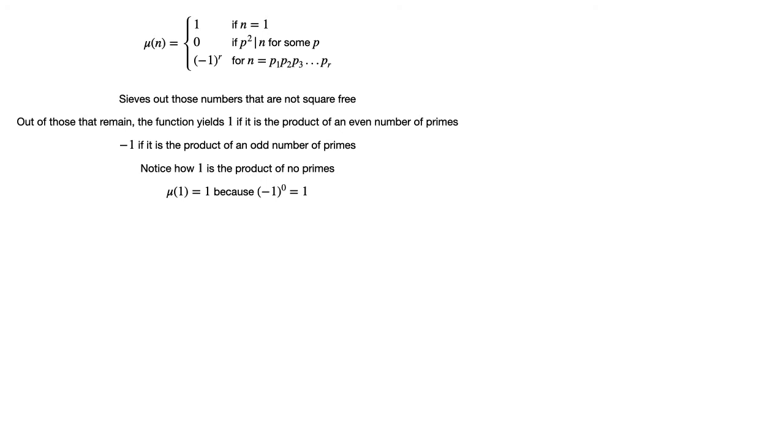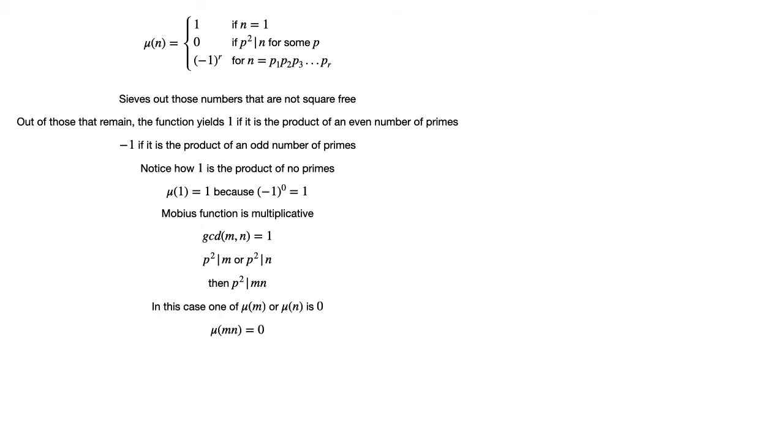Notice how 1 is the product of no primes, hence it is convenient that the function states that mu of 1 equals 1, because minus 1 to the power 0 equals 1. With this in mind, we now venture to prove that the Mobius function is multiplicative. We first realize that if the GCD of m, n equals 1 and p squared divides m or p squared divides n, then p squared divides mn. In this case, one of mu of m or mu of n is 0 and mu of mn is certainly 0. Therefore, mu of mn equals mu of m times mu of n.